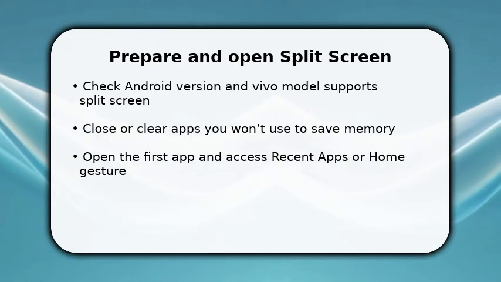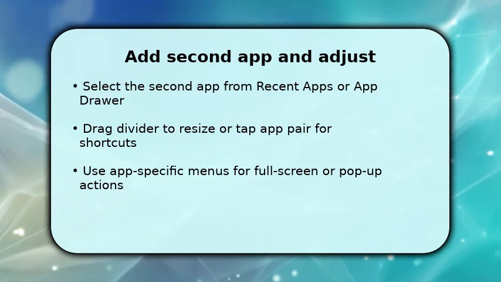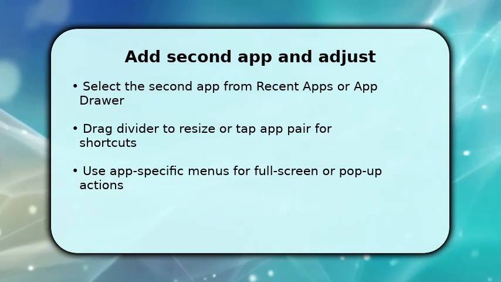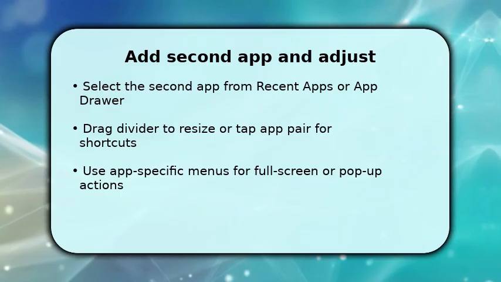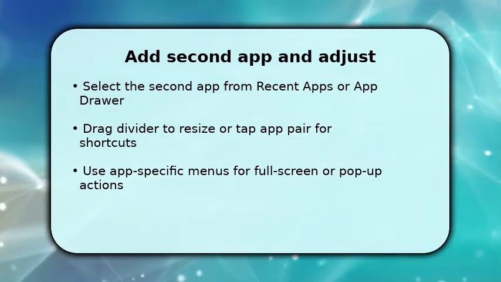Now prepare to add the second app to the other half. Once the first app is anchored, select the second app from Recent Apps or the app drawer to fill the other pane. You can drag the middle divider to resize each window. Do this to prioritize reading or typing.